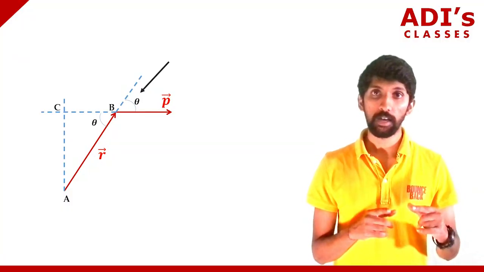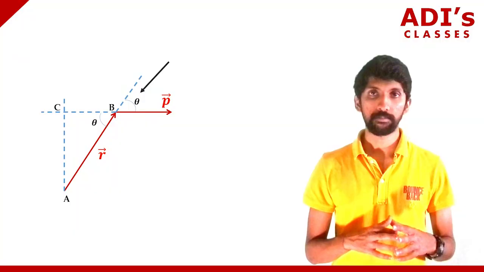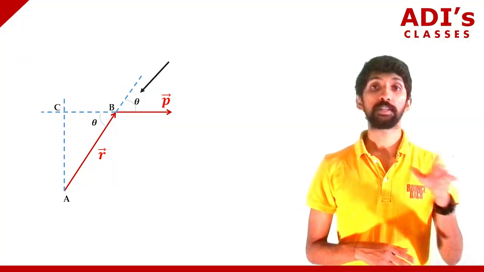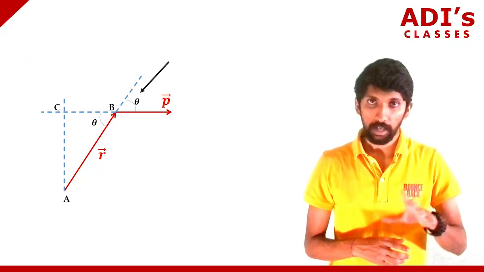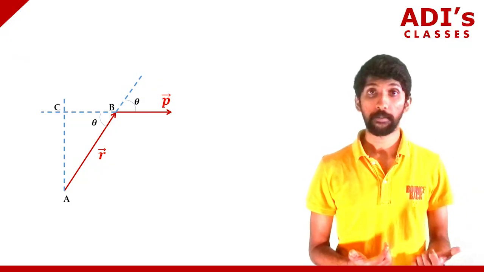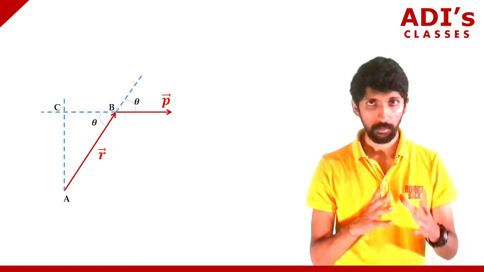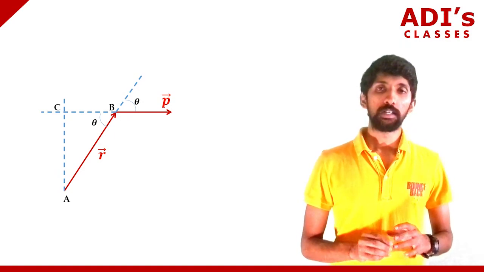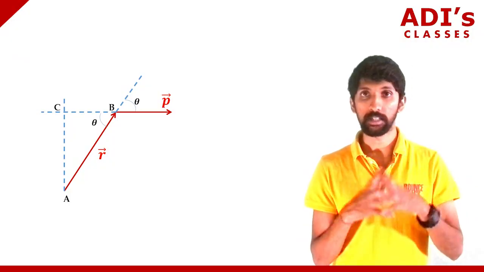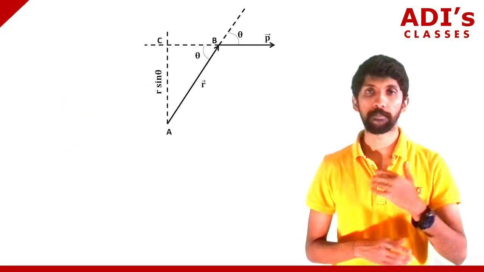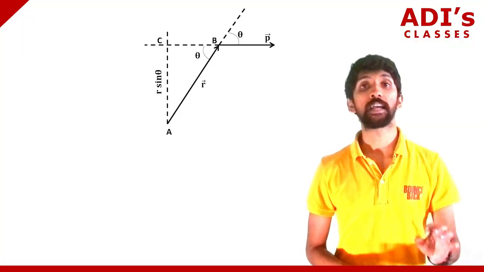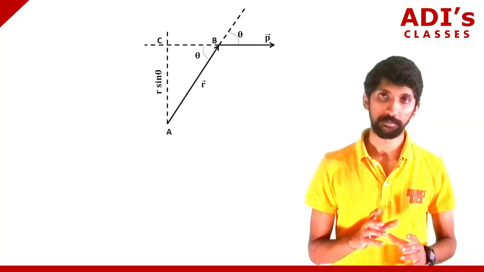See here, draw AC and then join BC. If you look at this, angle ABC is theta, correct? If ABC is theta, then the vertically opposite angle will also be theta. Now, we have R and then we have P. P is basically the linear momentum. The particle is moving, so here we have to calculate the angular momentum of the particle, right?